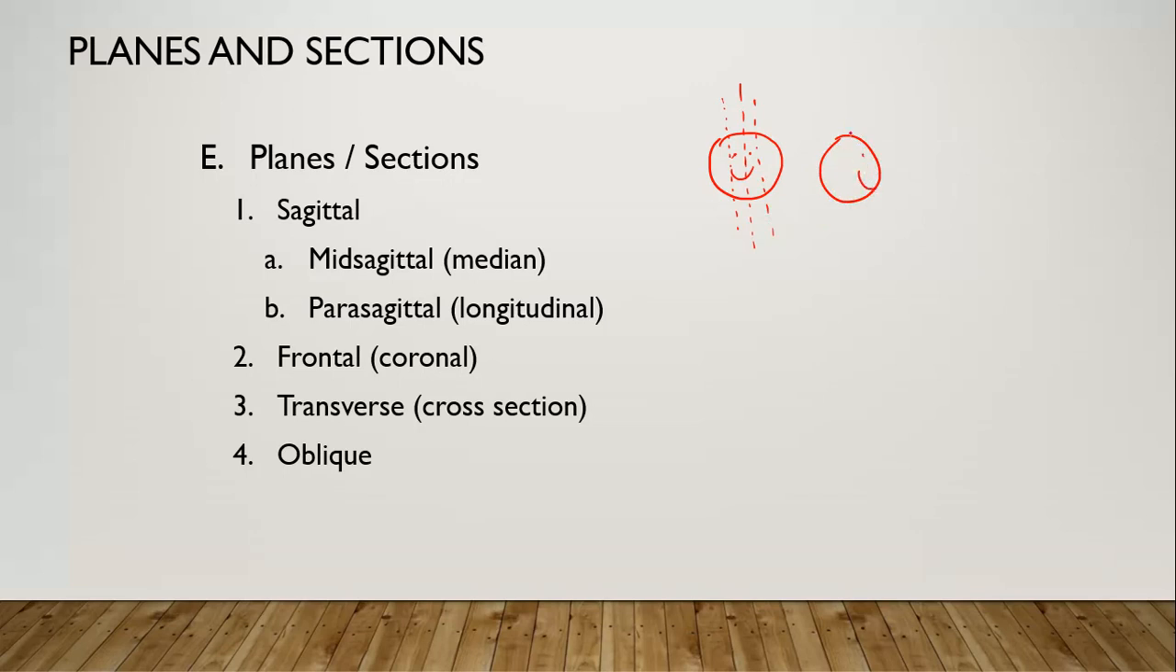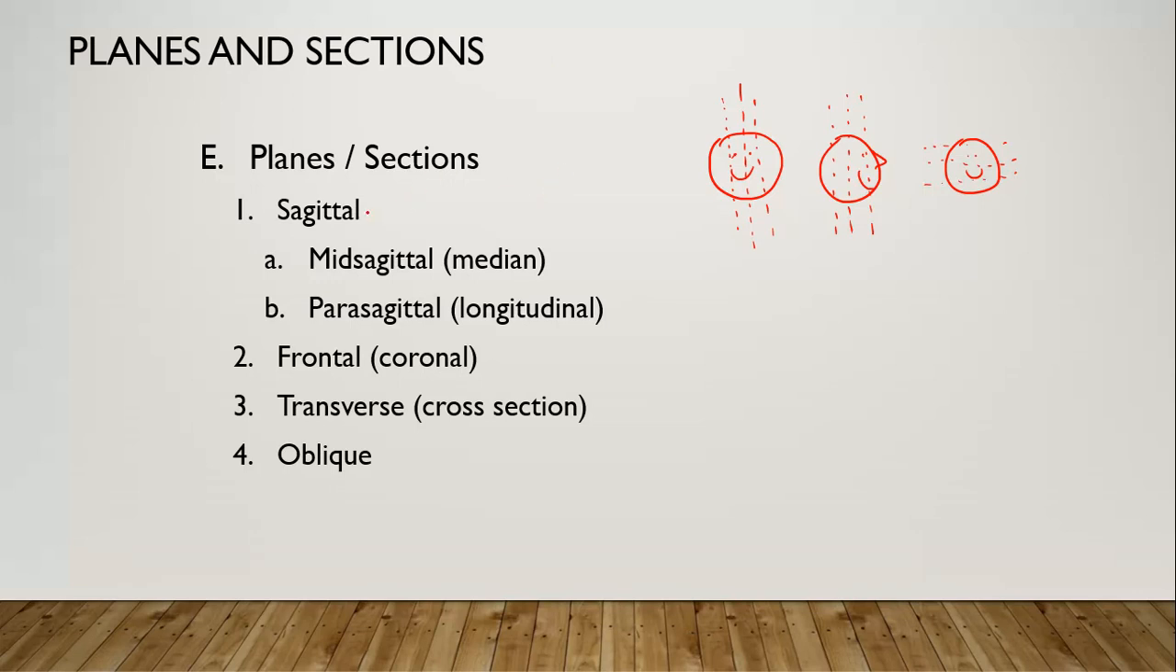Or couldn't we also take this guy and let's give him a nose. Whoop, there we go. We could also cut the head different ways like this, front to back. And we get completely different views. And we could take a third head, because why not, right? And we could cut it top to bottom, right? And so these are where we see the planes and sections.